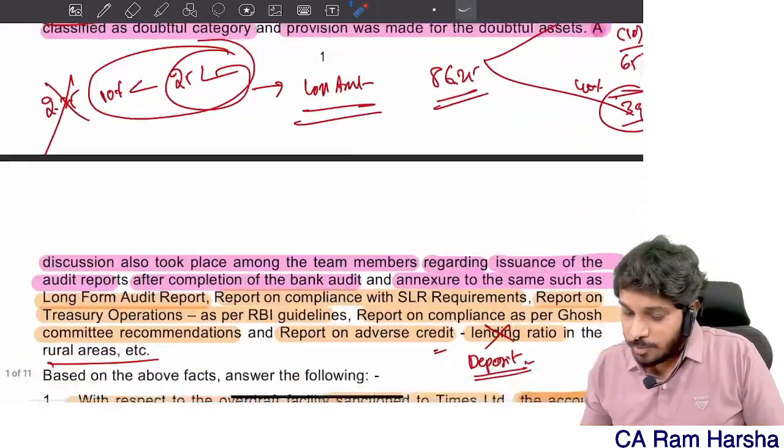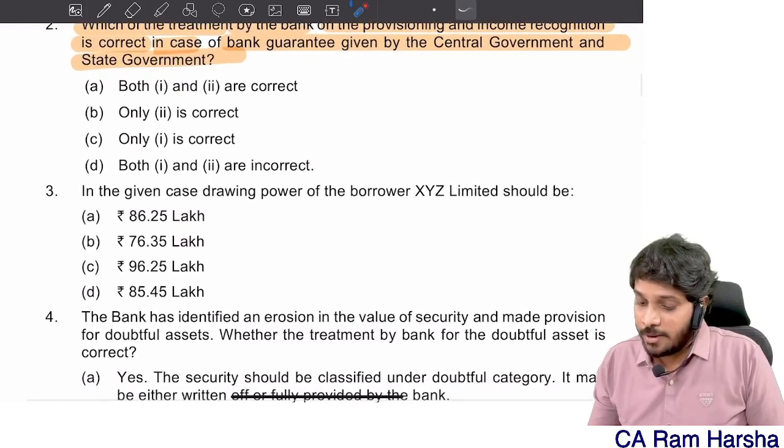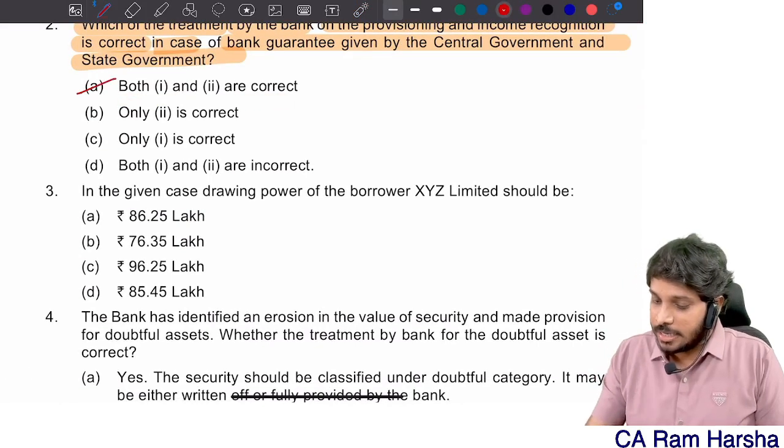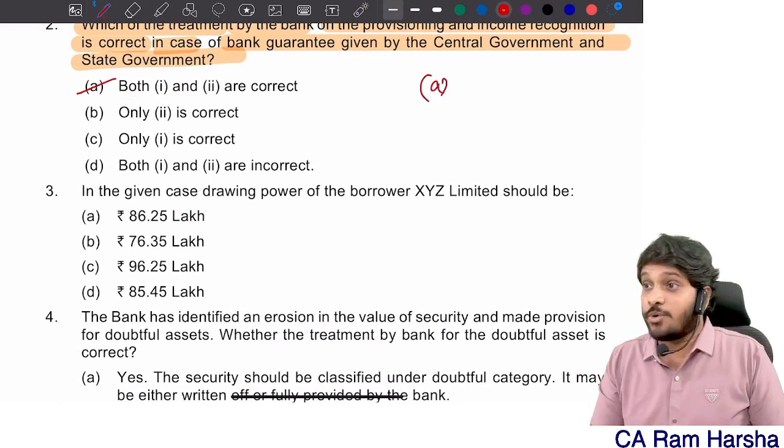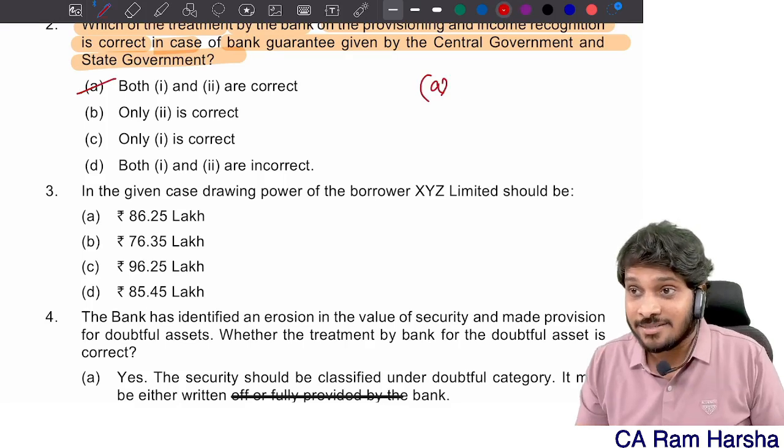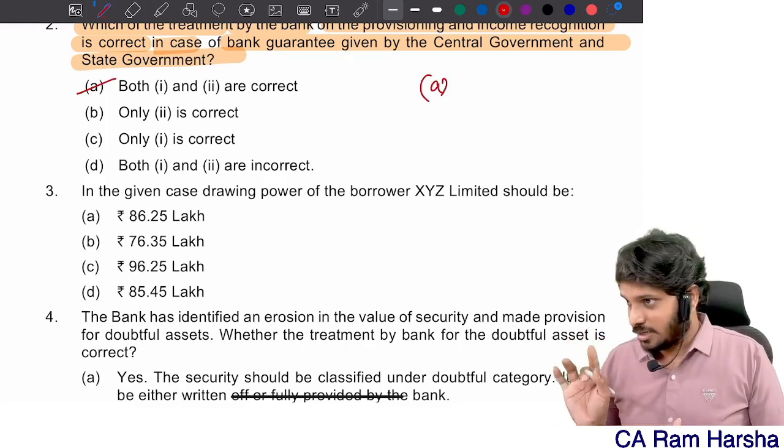So according to me, both the actions are right. According to me, both 1 and 2 are correct, because in both cases, overdue is less than 90. You are getting the point? Yes.